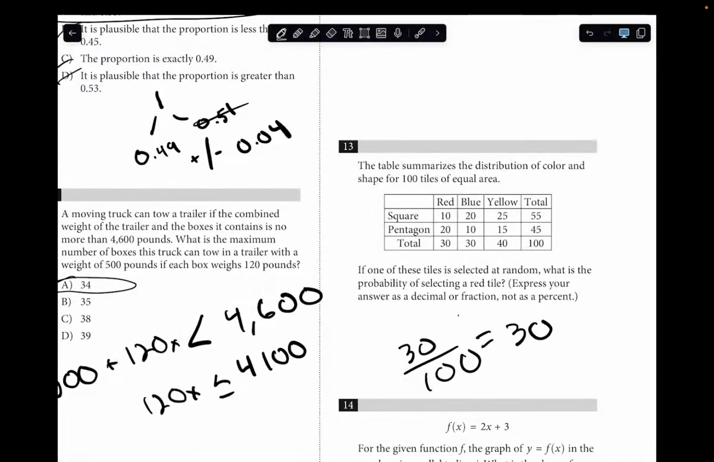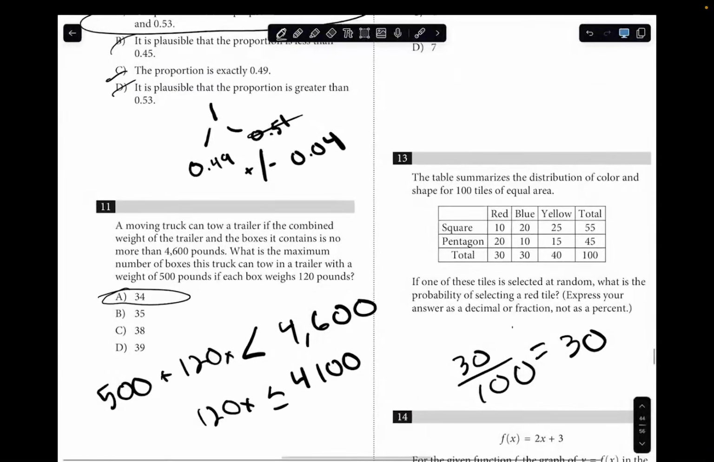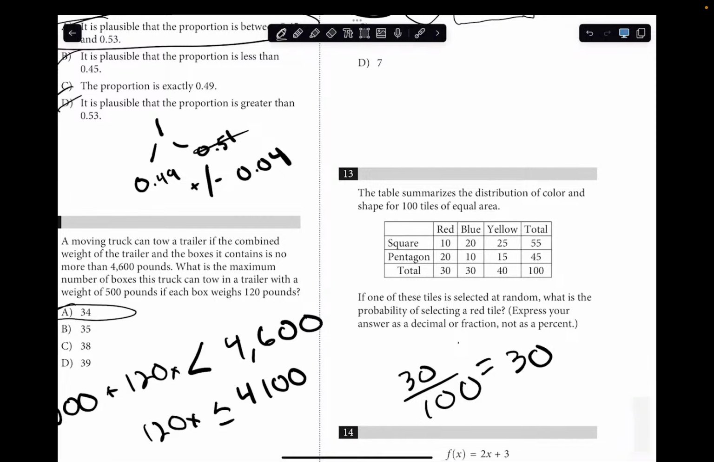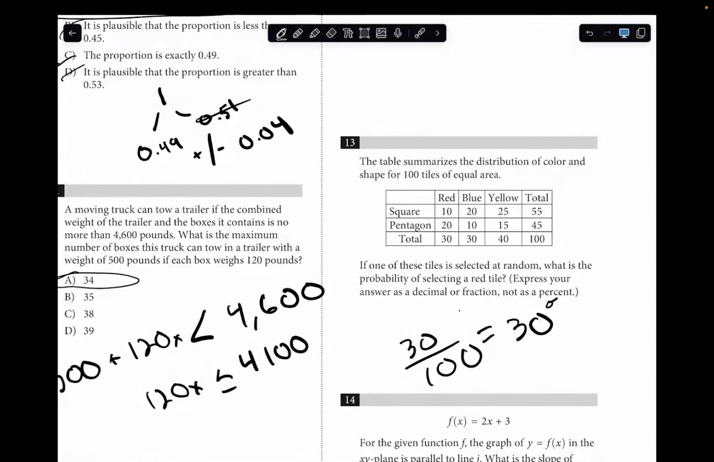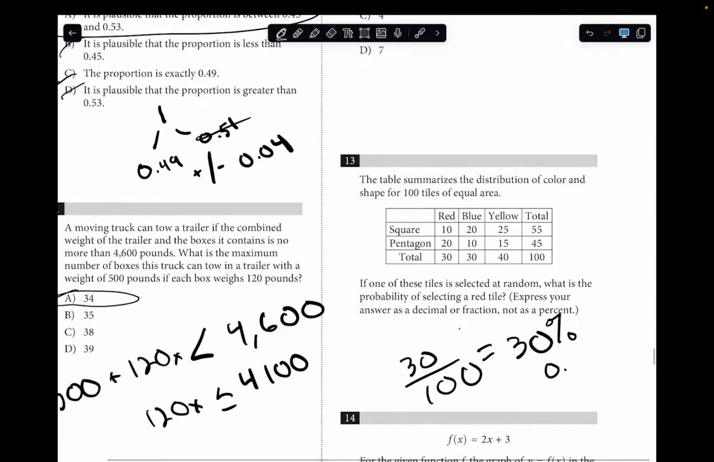Wait, so if one of the tiles is selected, what is the probability of selecting it? Yeah, I think that's 3 over 10, or 30%. 3 over 10 is equal to 30% because 30% is 0.3, or 3 over 10.